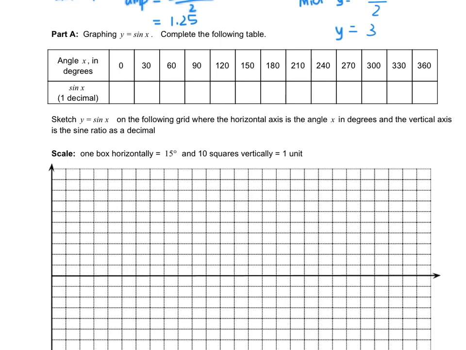And then on the vertical scale, 10 of these squares is 1 unit. So 1 unit will be all the way at the very top and -1 at the very bottom. So please pause the video here, complete the table and the graph, and then come back to the video to check your work.